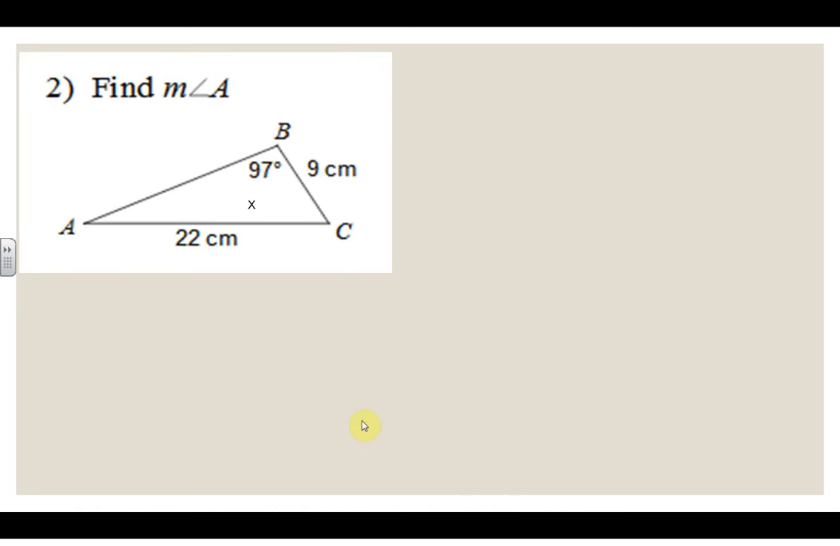I want to find the measure of angle A. So here's angle A. So I want to do 9 over sine A equals 22 over sine 97. Because again, we're doing things across. The X should be right there. And you can leave it as an A. If you just want to call it sine A, that's fine too.